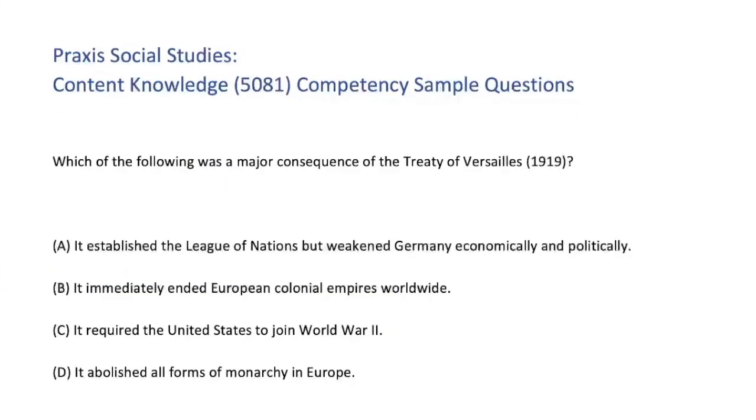Which of the following was a major consequence of the Treaty of Versailles, 1919? Would it be A, it established the League of Nations but weakened Germany economically and politically? B, it immediately ended European colonial empires worldwide? C, it required the United States to join World War II? Or D, it abolished all forms of monarchy in Europe?